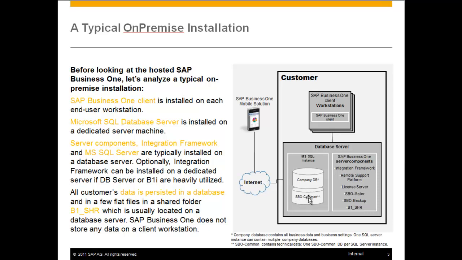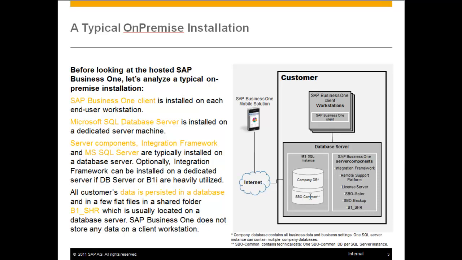And the SBO Common contains our technical information. And we have one SBO Common database per SQL Server instance. So the SBO Common database is tied to the version of SAP Business One that you are running. So if you're running 8.82 patch level 4, that is controlled by the SBO Common.